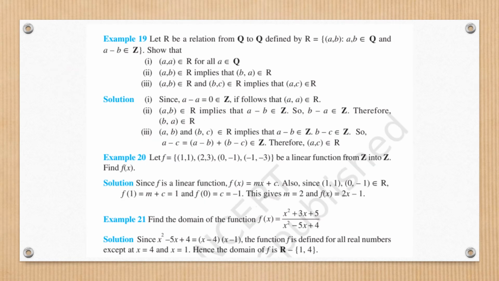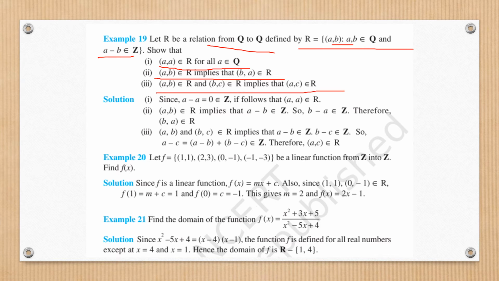Example number 19. Let R be a relation from Q to Q. Q means rational numbers, and R is defined as ordered pairs (a, b), where a, b belong to Q and a minus b belongs to Z, meaning the difference is an integer. So (a, a) belongs to R for all a belongs to Q. And (a, b) belongs to R implies (b, a) belongs to R, meaning as (a, b) follows this rule, similarly (b, a) will follow the same rule. And (a, b) belongs to R, (b, c) belongs to R implies (a, c) belongs to R.